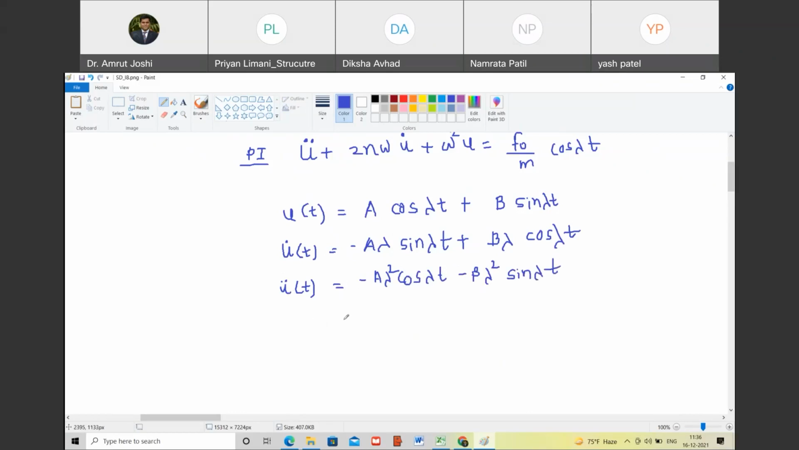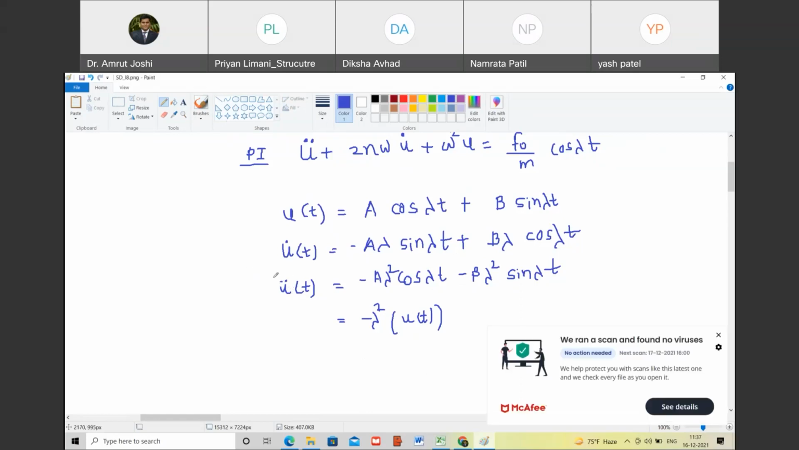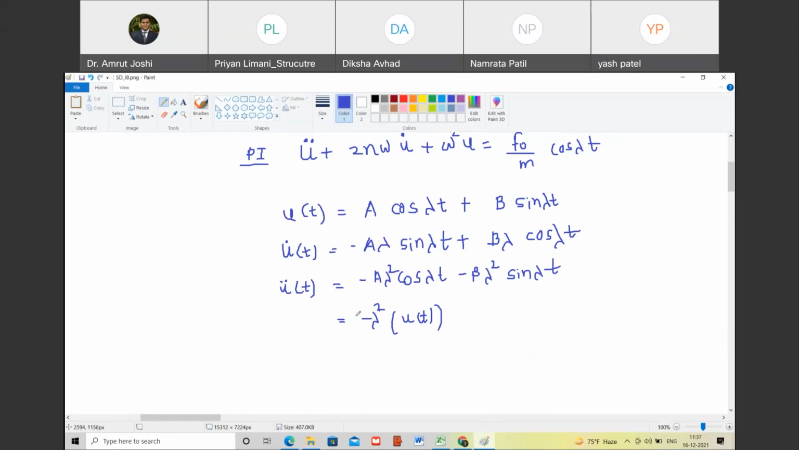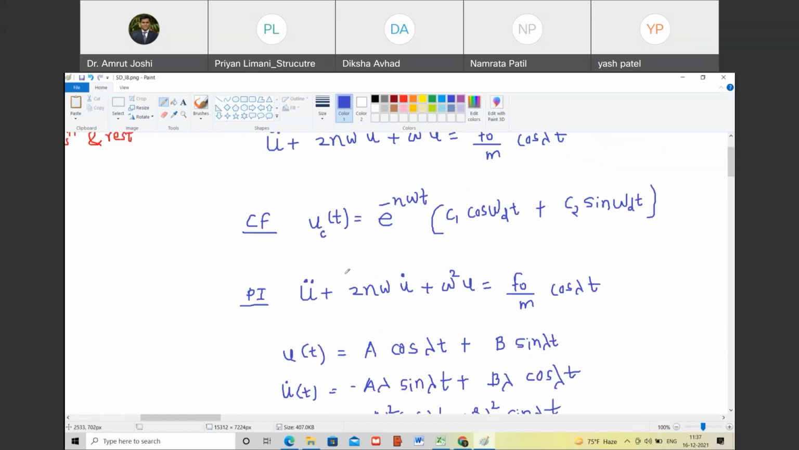Acha. Now, can I take minus lambda square constant common? So what remains? A cos lambda t plus b sin lambda t. What is a cos lambda t plus b sin lambda t? It is u of t. Do you agree? So the moment I have taken minus lambda square constant, the term is a cos lambda t plus b sin lambda t. That is nothing but u of t. So u double dot of t is minus lambda square u of t. Happy? Now I am going to substitute these values here in the governing differential equation.